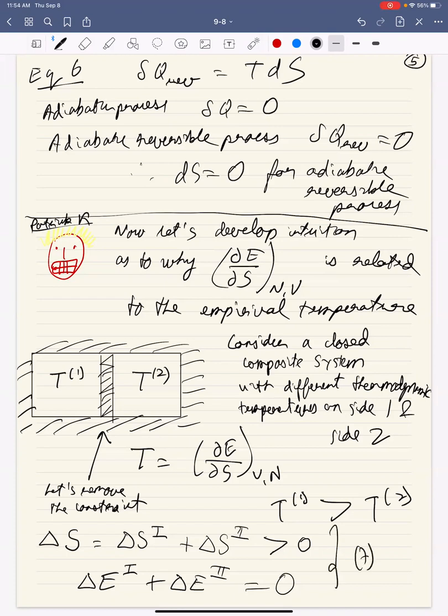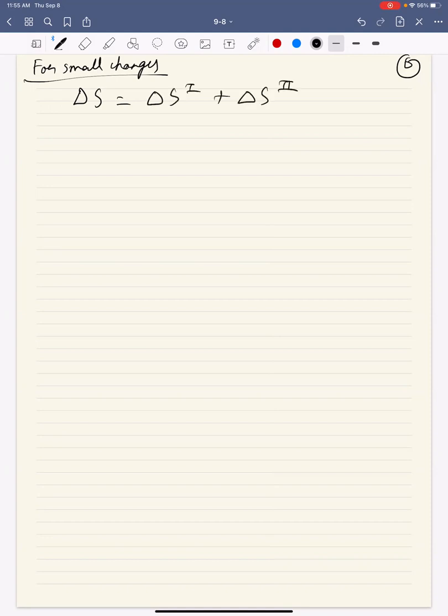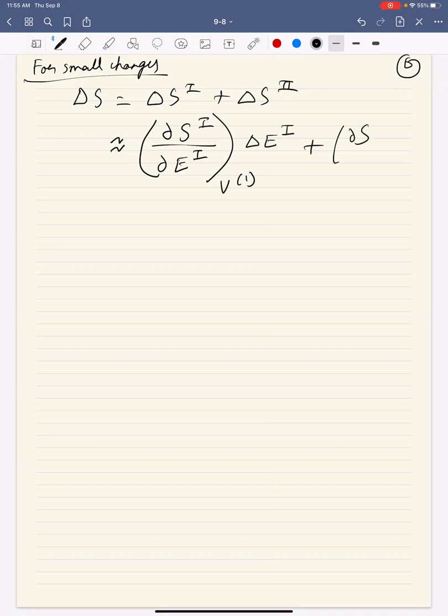Now I'm going to turn the page. For small changes, which is really what we do in thermodynamics, lots and lots of small changes, very slowly, we can write delta S as follows. For any change, delta S is delta S1 plus delta S2. This is true for any change, small or large. But for small changes, we can write it approximately as partial S1 by partial E1 at volume V1 multiplied by delta E1, plus partial S2 by partial E2 at constant volume V2 multiplied by delta E2.